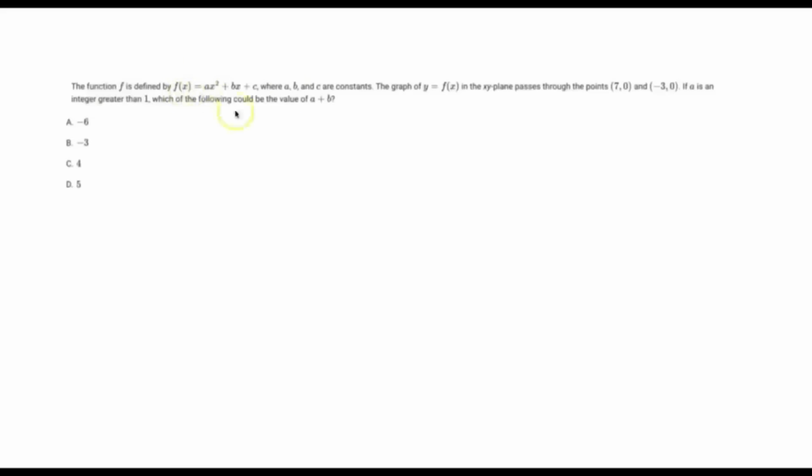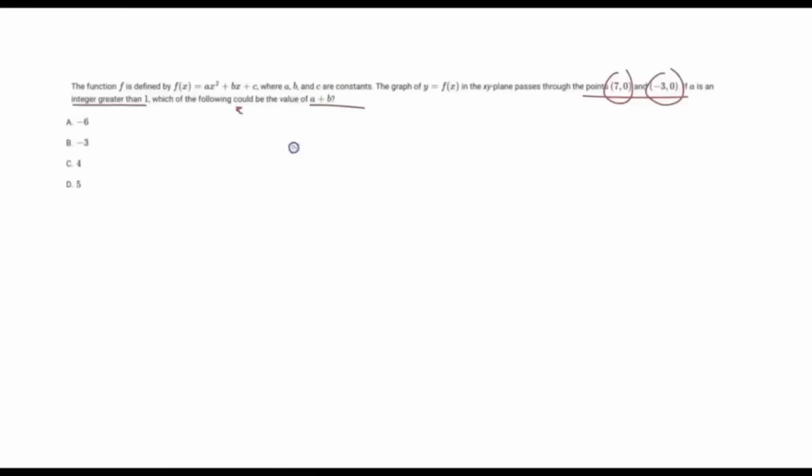Function f is defined by the standard form of a quadratic. A, B, C are constants. When its graph passes through these points, so these 2 points, 7, 0 and negative 3, 0, these are the x-intercepts. It says if a is an integer greater than 1, which of the following could be a value of a plus b? So could means that there are multiple possible values, but just based on our selections here with our choices, which one could be a value of a plus b?